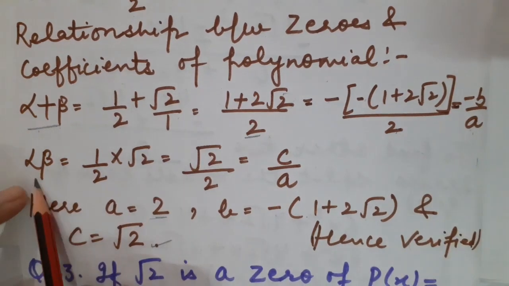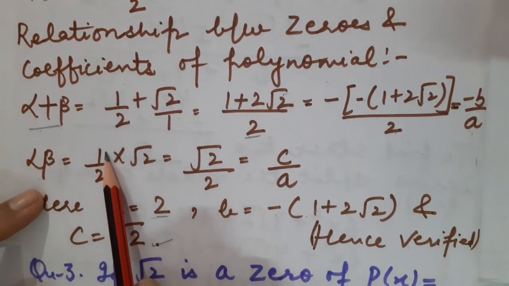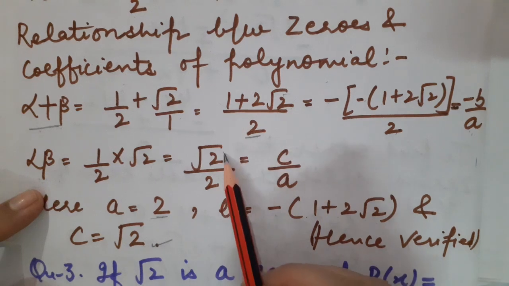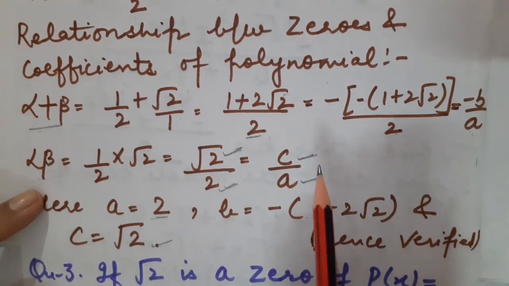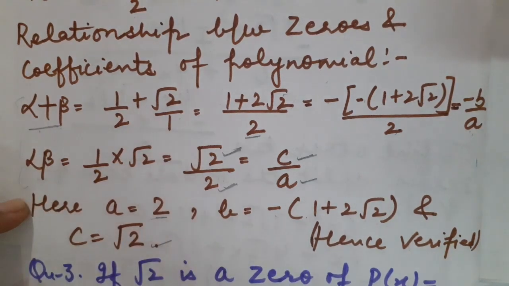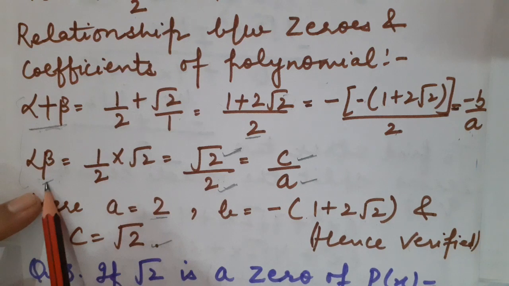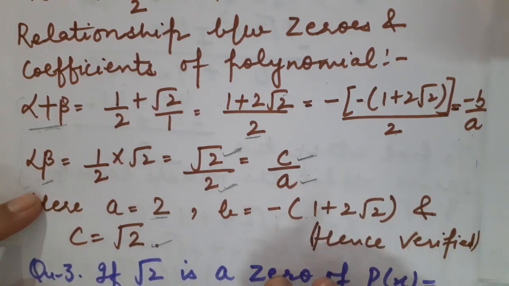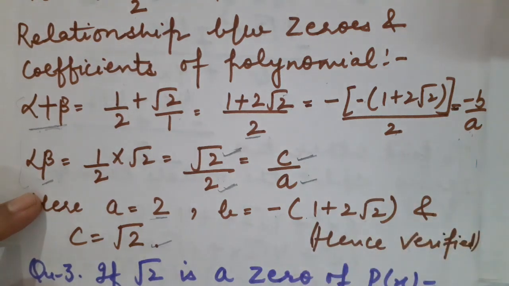Correct? Now let us go for the product of the zeros, that is alpha into beta. Half into root 2. So I have got root 2 upon 2. But what is c? C is root 2 and what is 2? That is a. So through this I have just verified that the sum of the zeros is minus b by a and the product of the zeros is c by a, which is actually the relationship between the zeros as well as the numerical coefficient of the given polynomial.